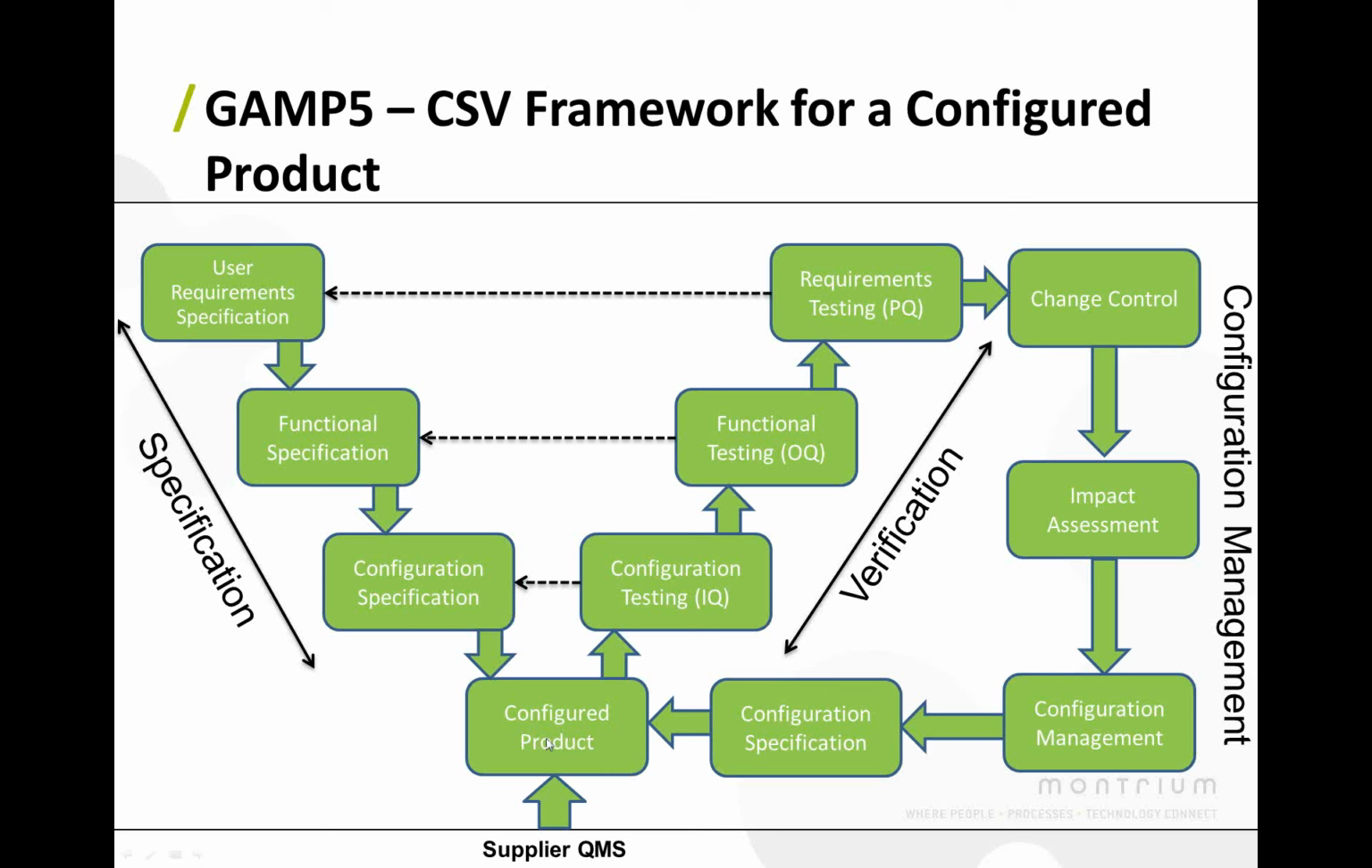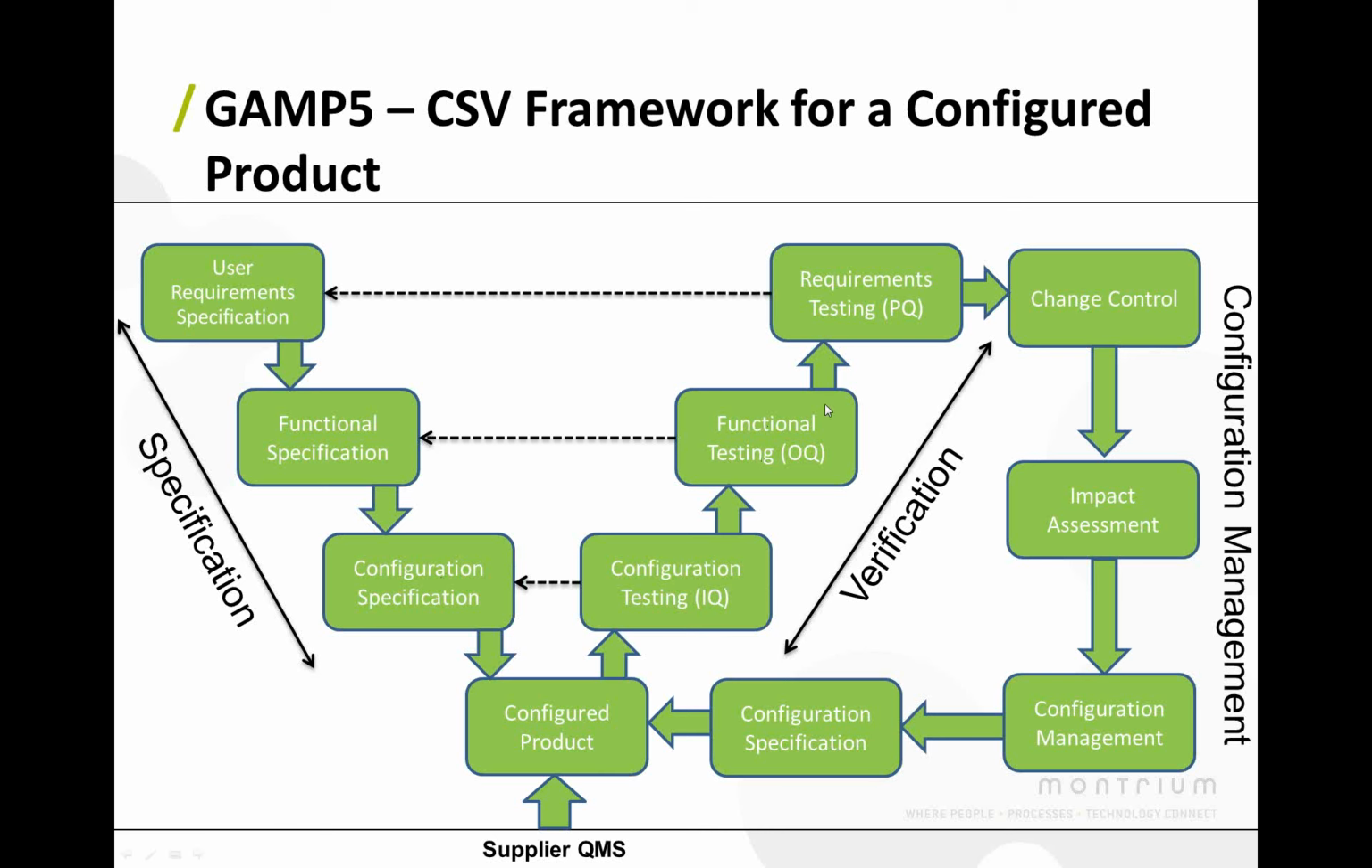And once we've configured our product, we go through a series of different testing phases or qualifications. The first is configuration testing. So it's really making sure that we deploy and configure our system correctly. And this is done through what we call IQ, installation qualification. And this is done against our configuration specification. So everything always feeds back to our specifications.